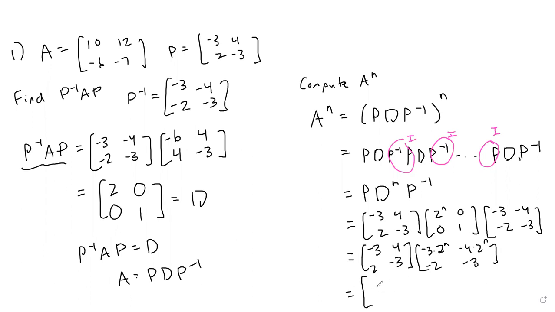So I'm going to get 9 times 2 to the n minus 8. It's going to obviously depend on n. And then for the other one, I'll get 12 times 2 to the n minus 12. And then negative 6 times 2 to the n plus 6. And negative 8 times 2 to the n plus 9. And that is going to be our product. It's messy, but it should be because it's repeated multiplication.